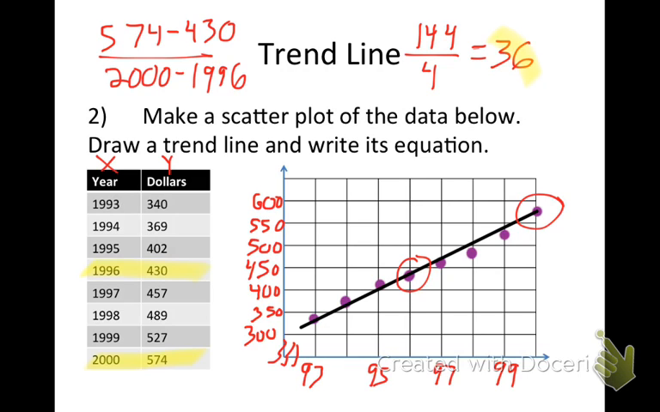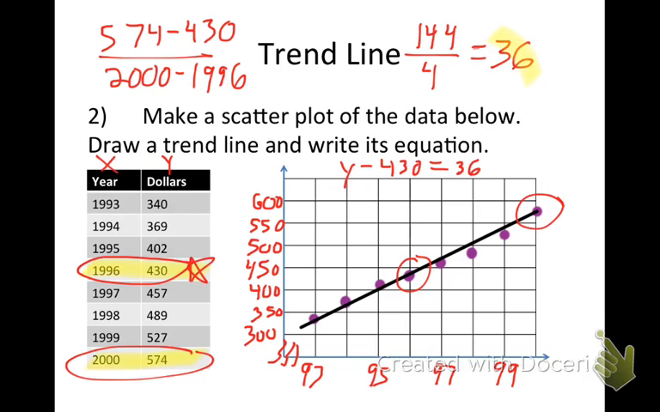Now I need to write the equation of the line. So to write the equation of the line, I need to put it into point-slope form. Which point would I like to use? I want to use either one of the points I use for the slope. So which point do I want to use? Which one? 1996. This one? Okay. So I'm going to write that equation. Y minus 430 equals 36 parentheses x minus 1996.